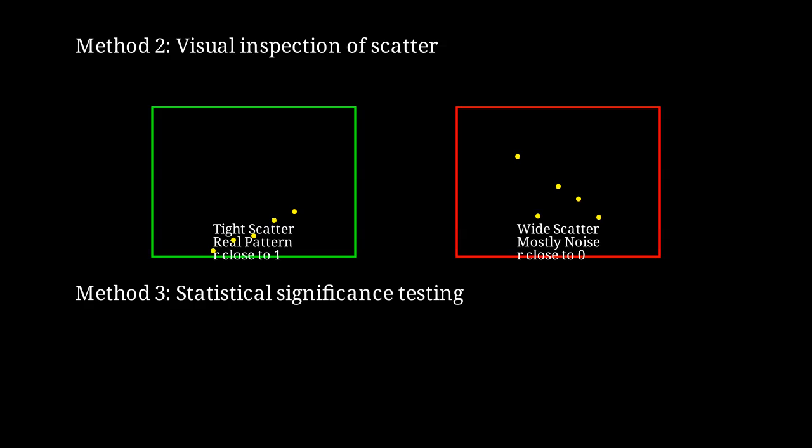This tells you the probability that your observed pattern could have occurred by random chance. Typically, if p is less than 0.05, we say the result is statistically significant. This means there's less than a 5% chance the pattern is due to random noise.